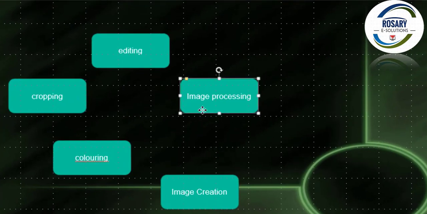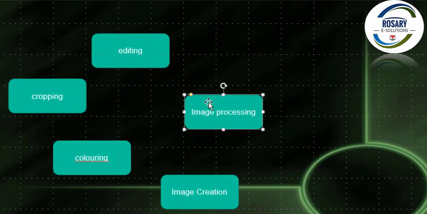Now this is the main title. Okay, under this title, editing and image creation. Okay, then we have to link these two objects and these two objects.